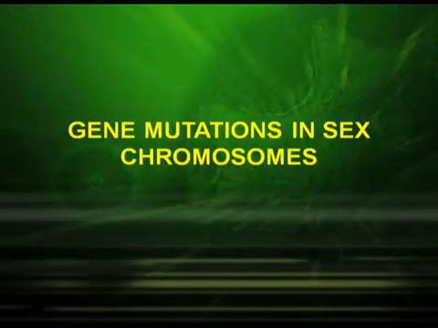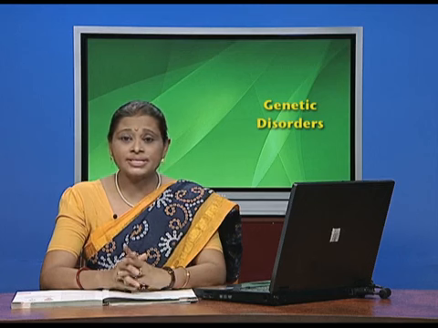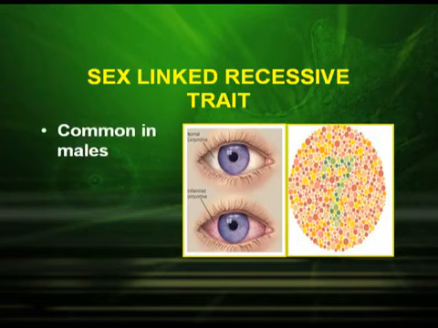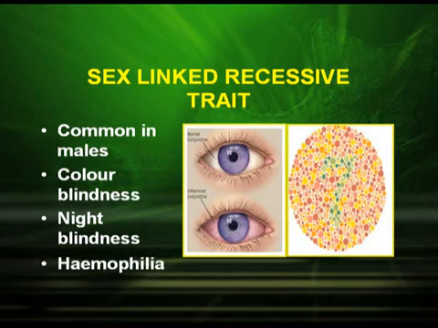Now let us discuss gene mutations in sex chromosomes. That means the mutations are linked with the sex chromosomes. First let us discuss sex-linked recessive traits. These traits are common in males, and good examples are color blindness, night blindness, and hemophilia.